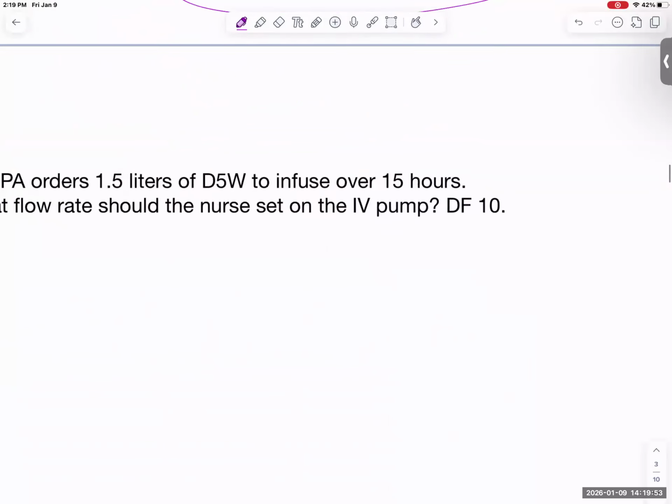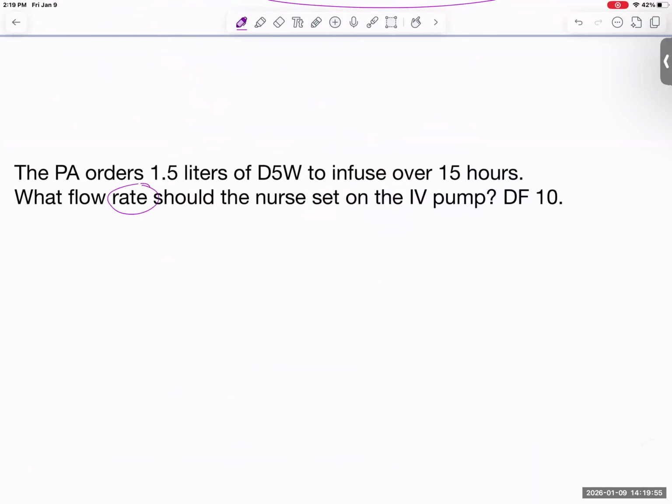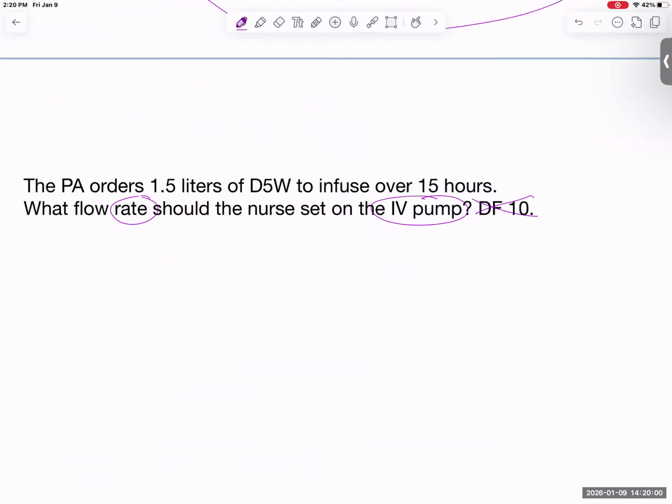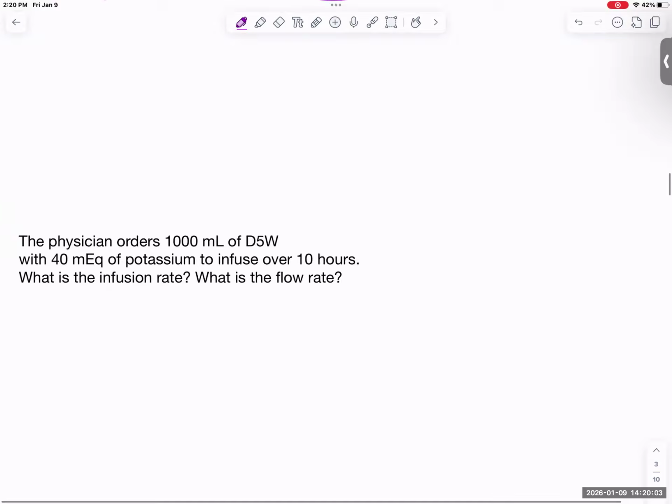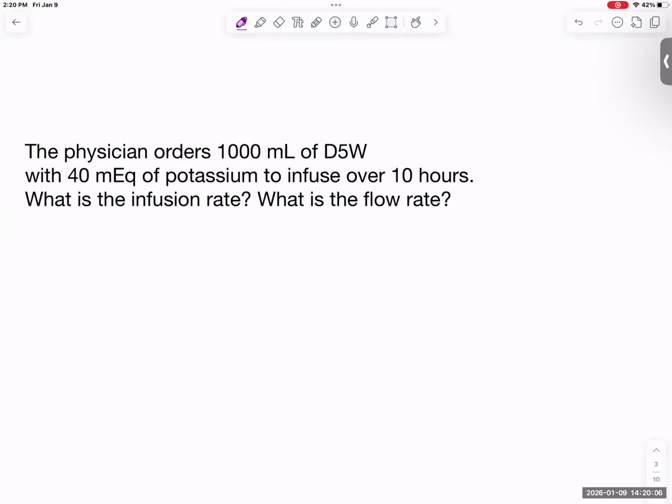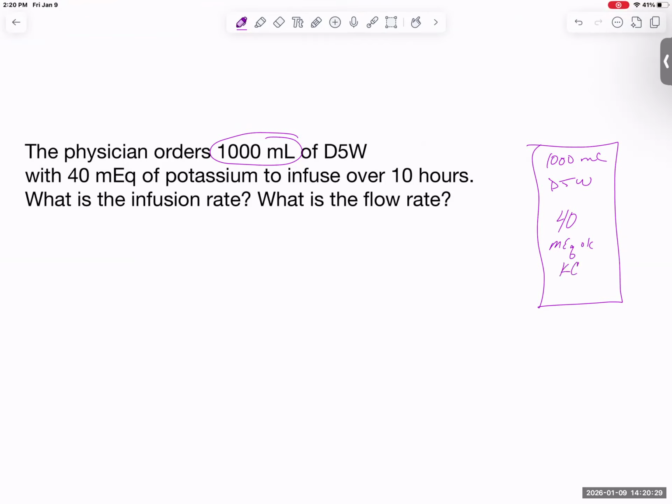So here again, another example, because it's saying flow rate, infusion rate, drop rate, and I have a pump, I don't need the drop factor, okay? Now this one I want you to look at real quick. This has more information in it. Potassium is a vitamin supplement we give patients, and you're going to learn all about potassium in 118 if you're taking it. So this is saying there's a bag of 1,000 milliliters of D5W, and inside of it, there's 40 milliequivalents of potassium.